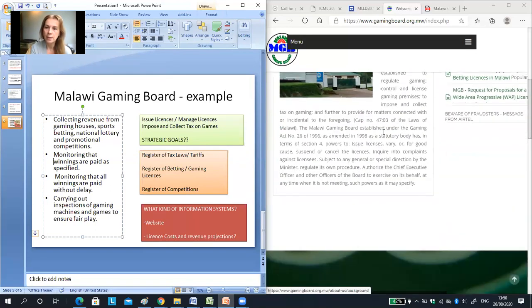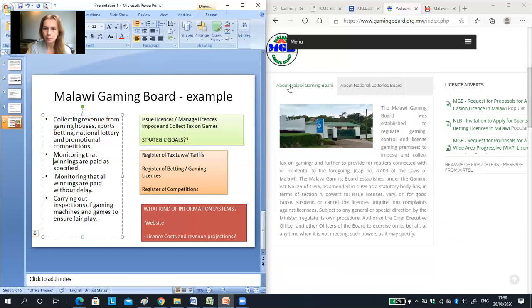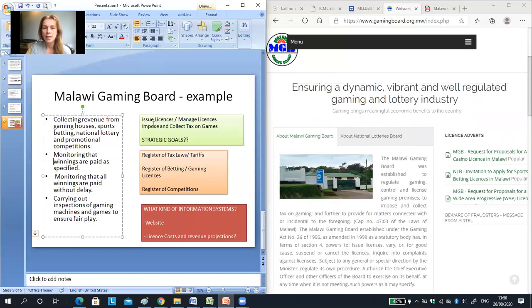And you can see here that there's a little bit of information that you can extract from the narrative describing what the Malawi Gaming Board is about. And the other thing you're going to see immediately is that this gaming board is a body, a regulatory body. It issues licenses, manages licenses, okay, and imposes and collects taxes on the activities and the licenses that it issued.